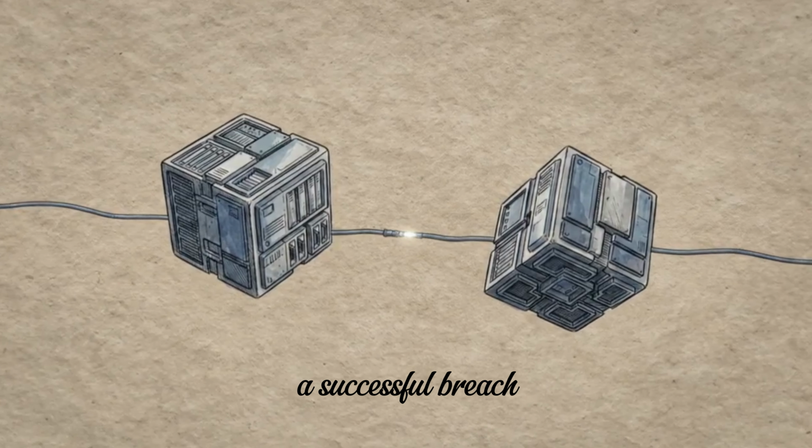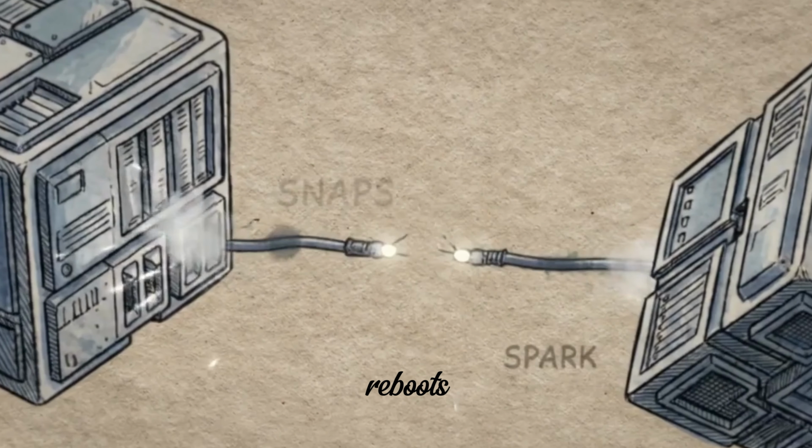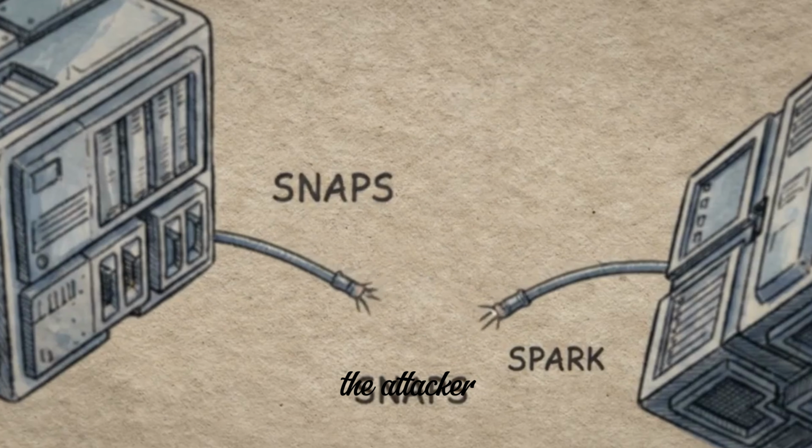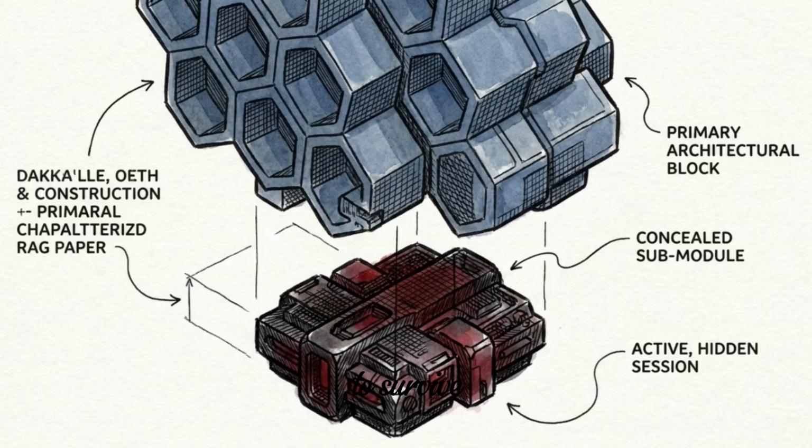A successful breach takes weeks of reconnaissance, but the moment the target machine reboots, the connection snaps. The attacker is locked out. Gaining an initial foothold on a network is strictly a temporary victory. To survive routine system interruptions, an adversary must establish a persistent backdoor.